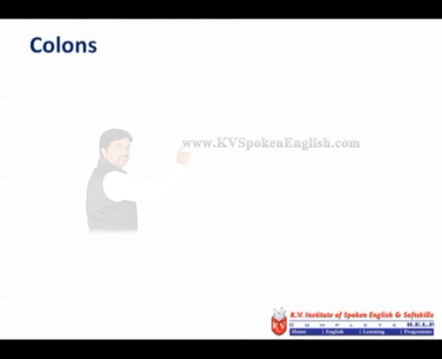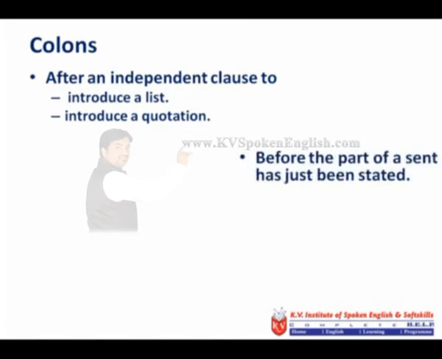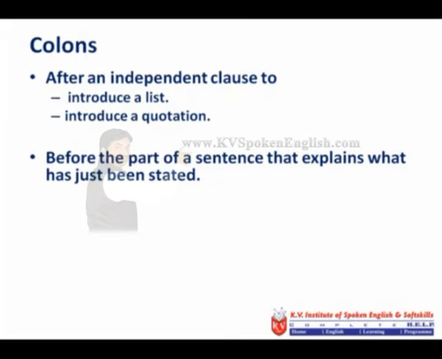Let's see our next topic, colons. You need to use a colon after an independent clause to introduce a list. Remember that an independent clause is a complete sentence. The colon is 2 dots, one on top of each other. Use a colon after an independent clause to introduce a quotation. Use a colon before the part of a sentence that explains what has just been stated.